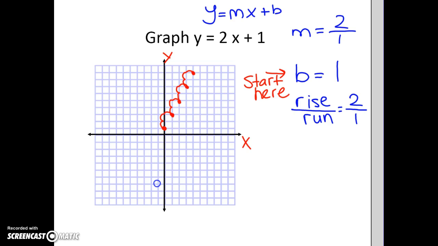Now, what if I went backwards? I can go backwards. I don't want just this piece of the line from the y-axis on.